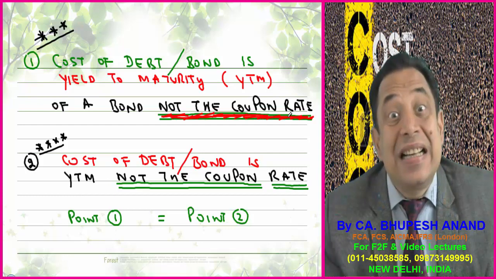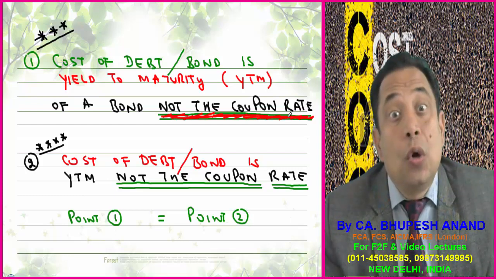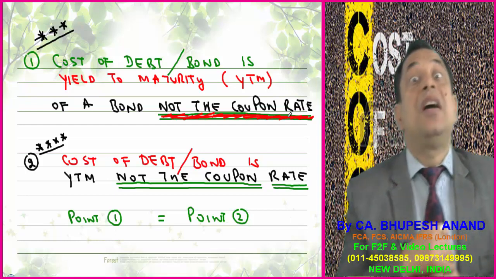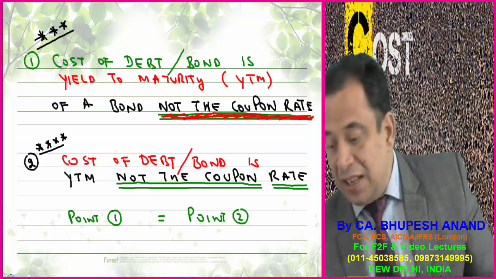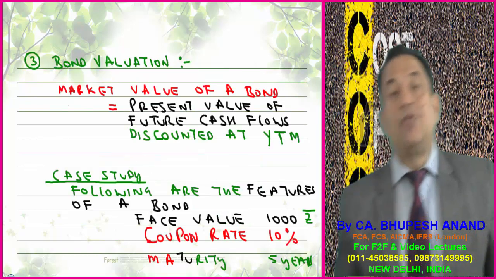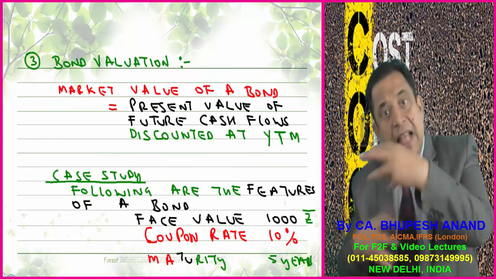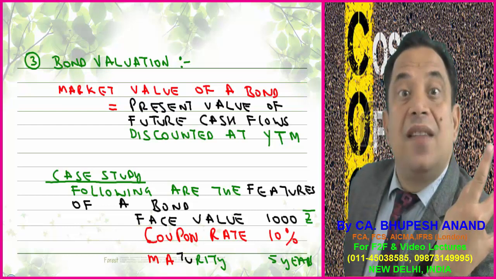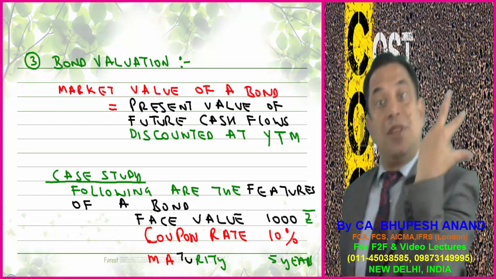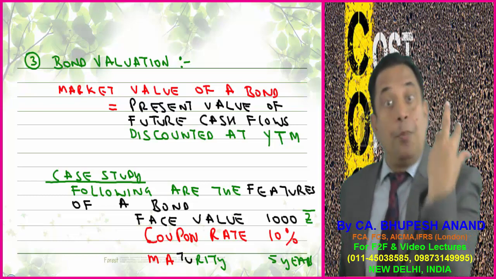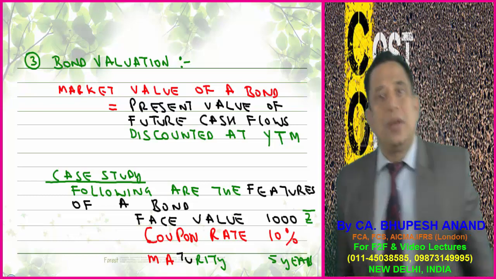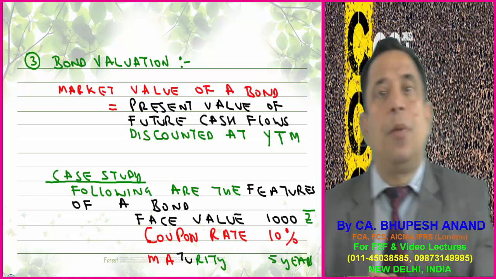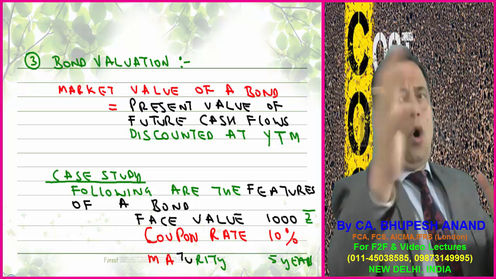Coupon rate is the interest rate which a company pays to the debenture holder on the face value. But cost of debt is something other than that. So let me clear that. For explaining it, I have to tell you how we can calculate the value of a bond, which we have discussed in fixed income securities, bond valuation. What is the value of a bond? It is the market value of the bond.